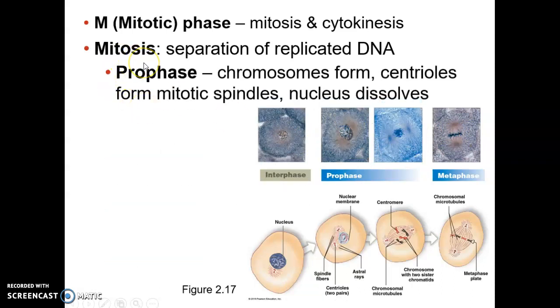So the steps of the mitotic phase of mitosis are prophase, metaphase, and then anaphase and telophase. So in prophase, the chromosomes condense and form. You can see them as these dark structures within the central part of the cell. The centrioles form mitotic spindles that attach onto the chromosomes and move the chromosomes, and the nucleus dissolves. As we see here, there's a nucleus here, and the nucleus dissolves during prophase. In diagrams, the chromosomes are often indicated by these X-shaped structures.